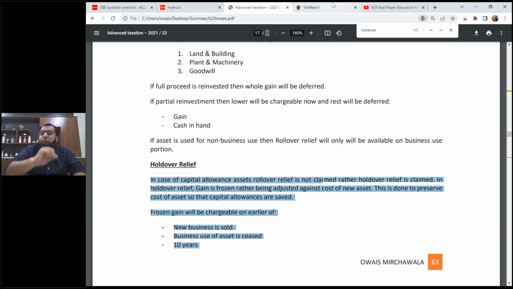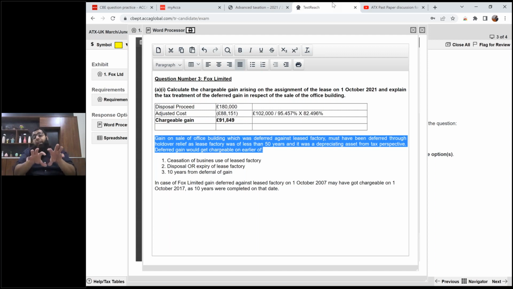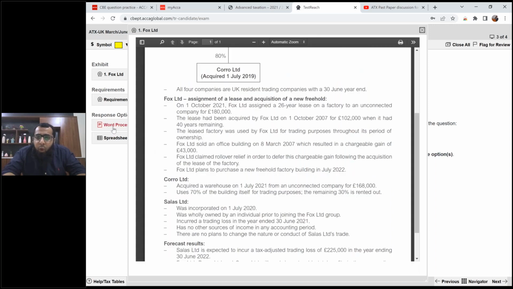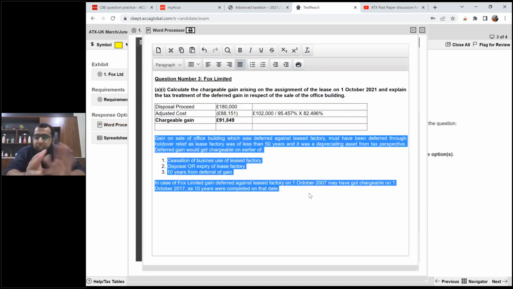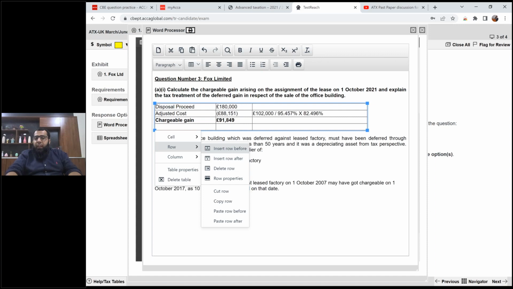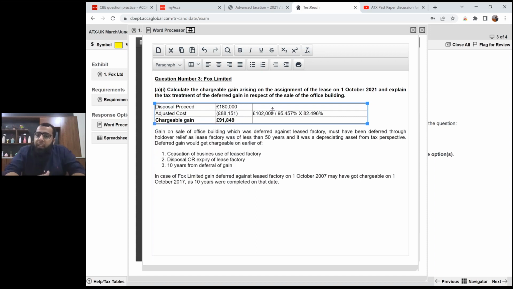Now again, you all should have become demotivated. That, sir, how will we do it? Take a break, look at the requirement. How many marks were for this part? Only 4 marks. So even if you had done this deferral part wrong, even if you had forgotten the holdover relief, you would have lost only 2 marks. This calculation was nothing difficult. It was simple working of adjusted cost.